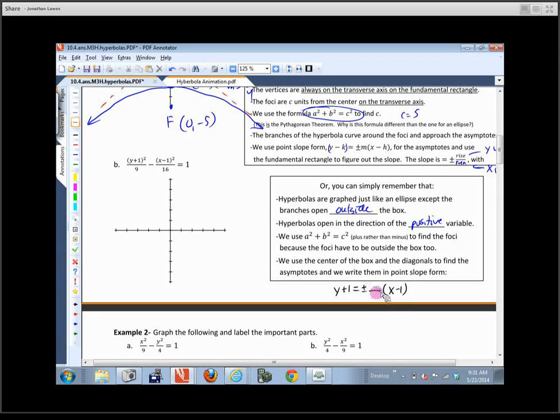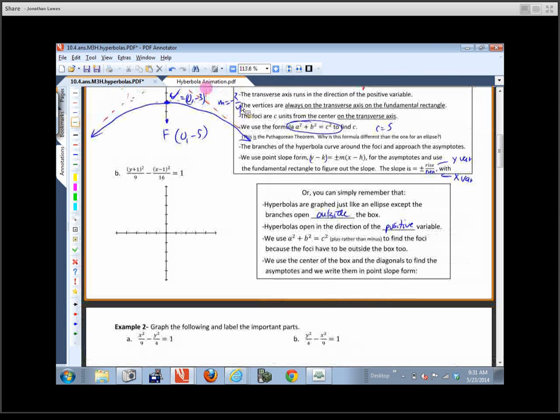Okay, I need a fraction right here. I need a rise over a run. Which variable has to do with the rise? The y does. So I'm going to look underneath this. I'm going to take the square root, and I'm going to put a 3 right there. Look underneath this. Underneath the x, take the square root. I'm going to put a 4 right there. Those are the asymptotes. We'll confirm that in just a second. Okay, any questions?